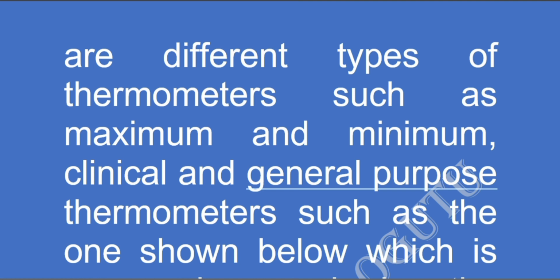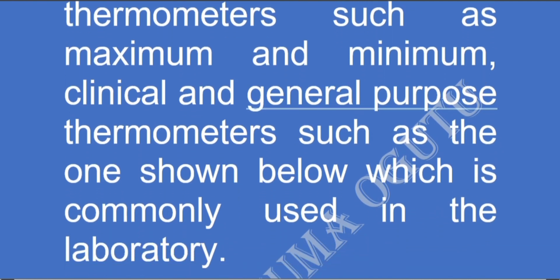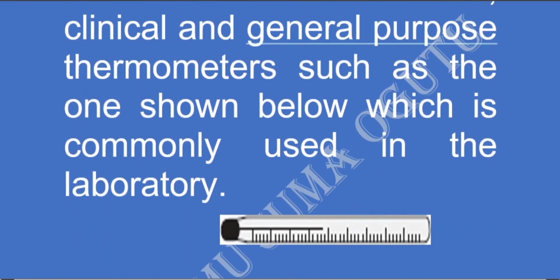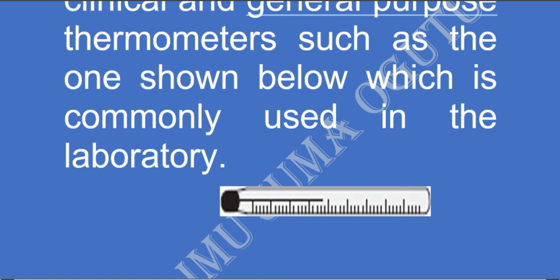So we cannot use it to measure, for example, boiling water. We cannot place it in, because it will burst. Water boils at 100, and this has a maximum of 40, so it will burst. So different types of thermometers are used differently. Like this one shown here is a thermometer.